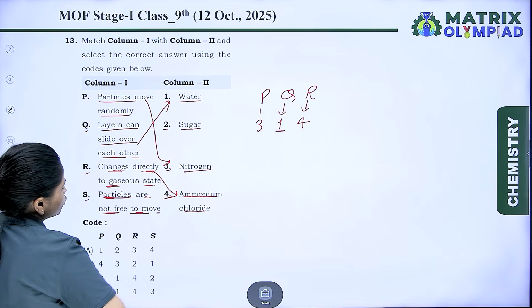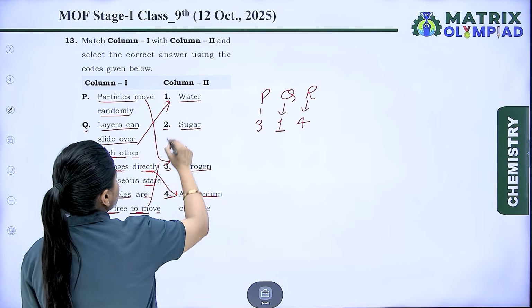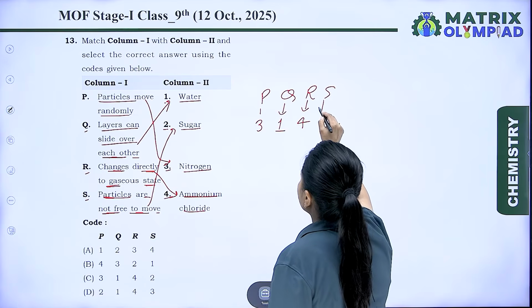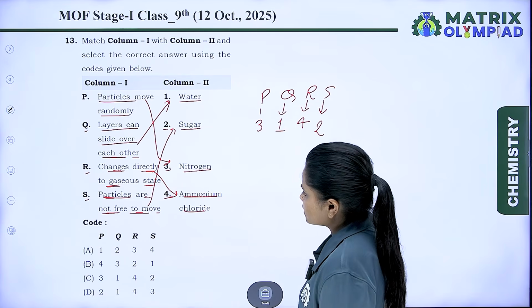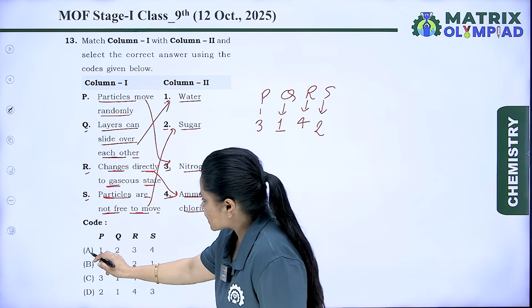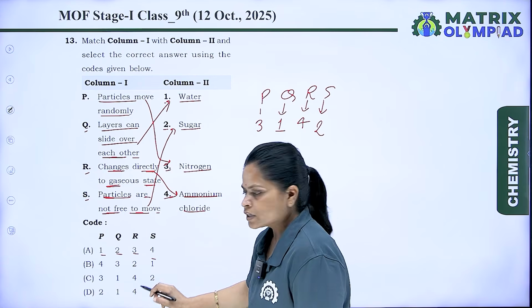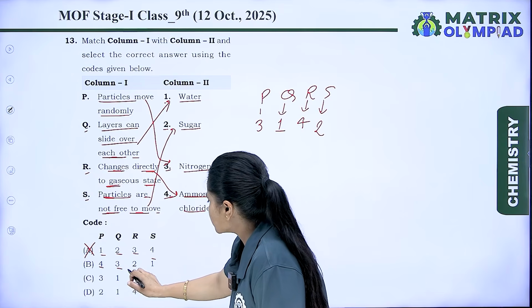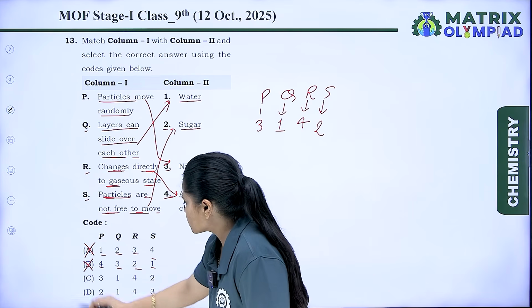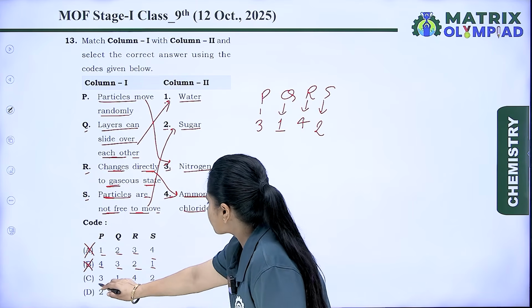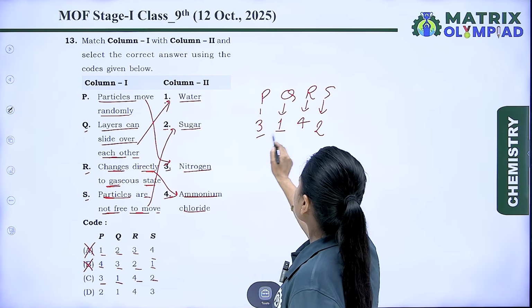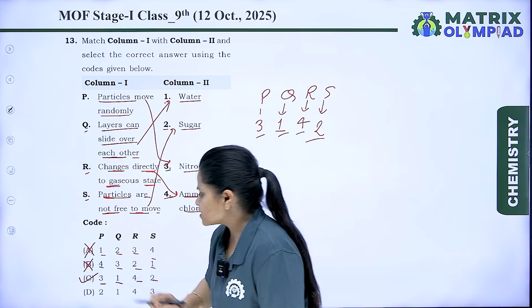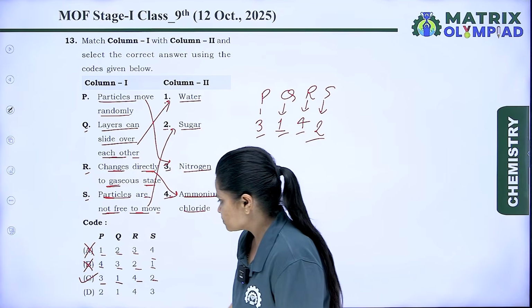Particles are not free to move. As we know, this is true for a solid substance, and so S is resembled with 2nd. Let's take the options. Option A, 1, 2, 3, 4. This is wrong. Option B, 4, 3, 2, 1. This is again wrong. Option C, 3, 1, 4, 2. Yes, 3, 1, 4, 2 is the correct option and this is the answer of this question.